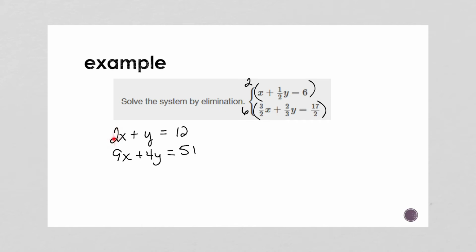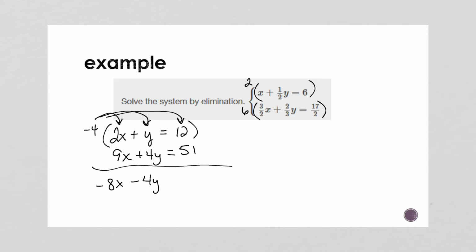I can't multiply 2 by something to get it to be a 9, so that means I'd have to multiply top and bottom by something in order to get rid of my x's. I'm going to try to skip a step if I can, which I can with this variable right here. How do I get this variable to be the opposite of this one? Well, by multiplying by -4, okay? So now I'm going to multiply -4 times each piece here, and I get I'm just rewriting the bottom equation.